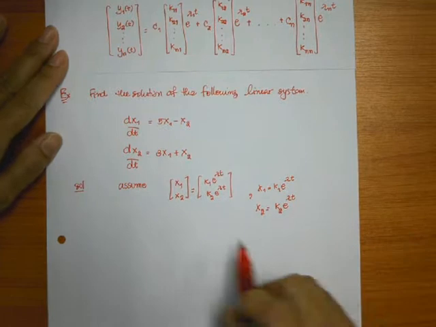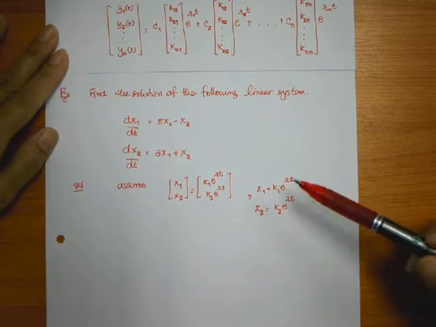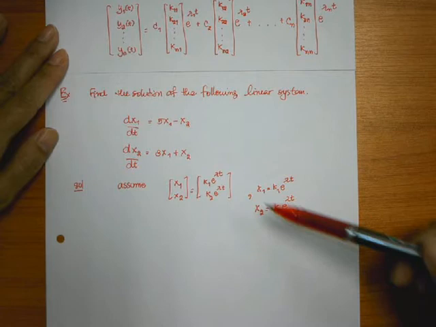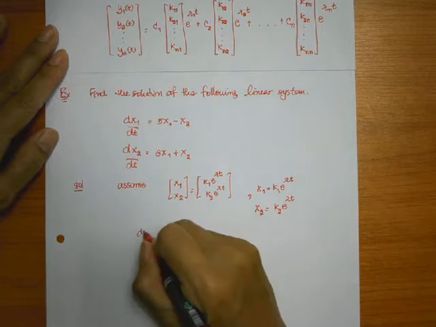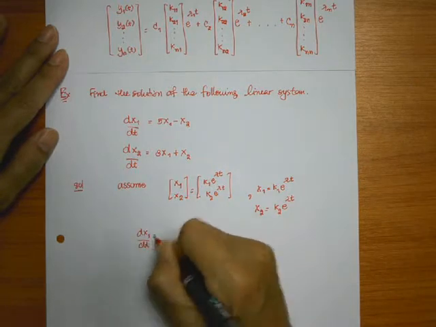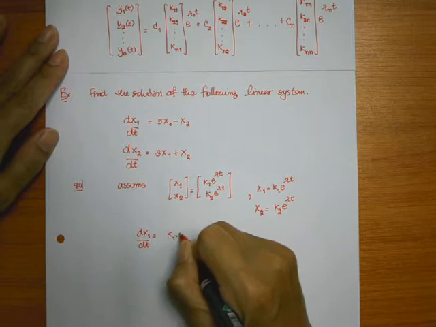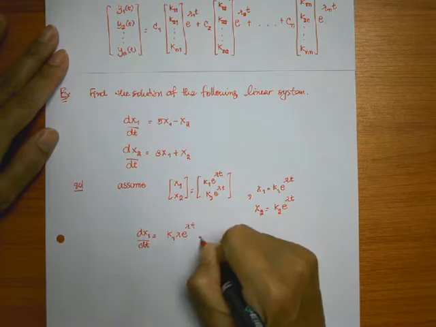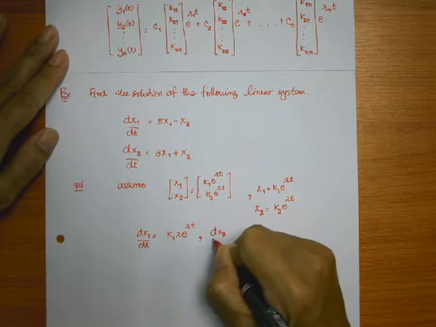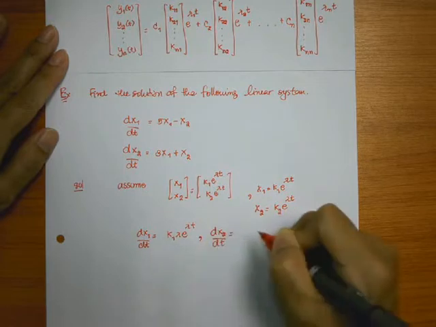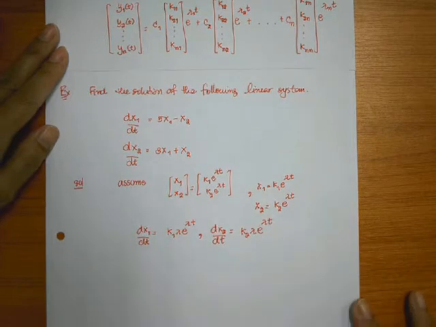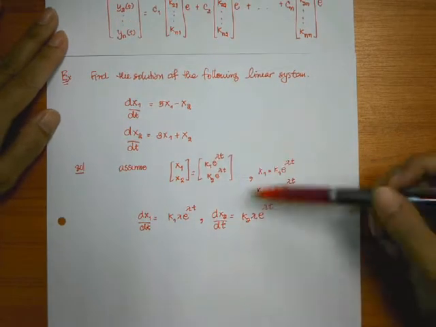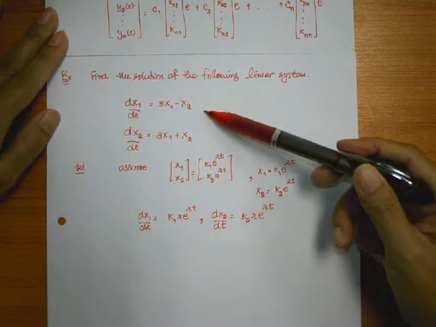And then, like I said, the way that we are going to do it is we plug x1 and x2 into our linear system. The first derivative of x1 with respect to t is equal to k1 lambda exponential of lambda t, and the first derivative of x2 with respect to t is equal to k2 lambda exponential of lambda t.